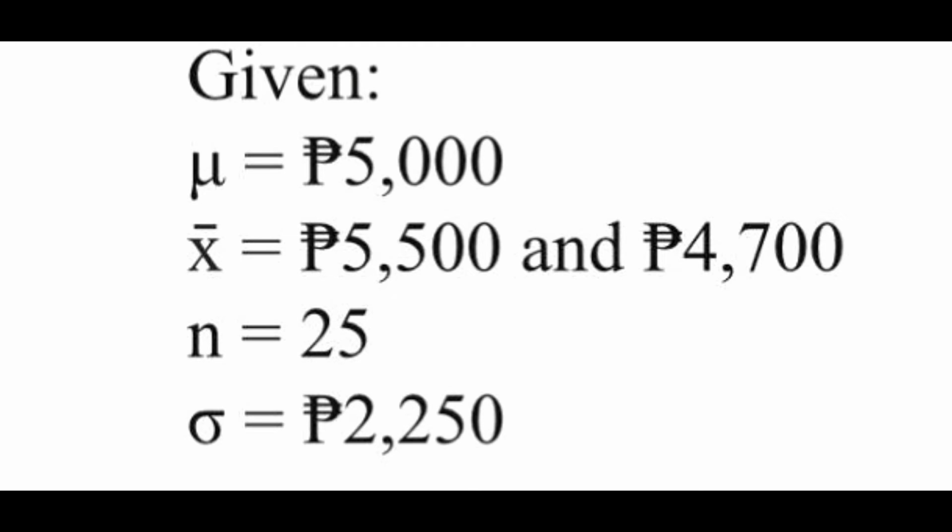Now let us identify the most important values in this problem. First, the value of our mu is 5,000 pesos. The sample mean, or x bar, is 5,500 pesos. But wait, we have two x bars in this question, and the other one is 4,700. The n, for our population, is 25, while the standard deviation is 2,250 pesos.